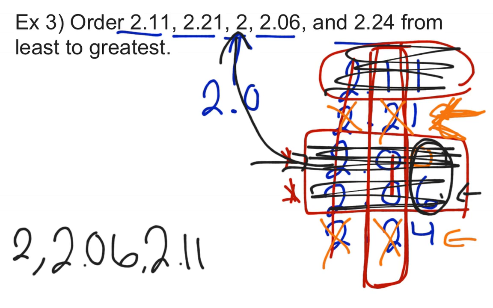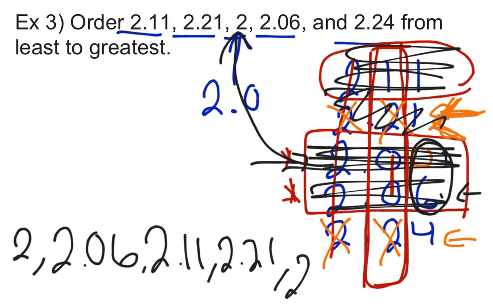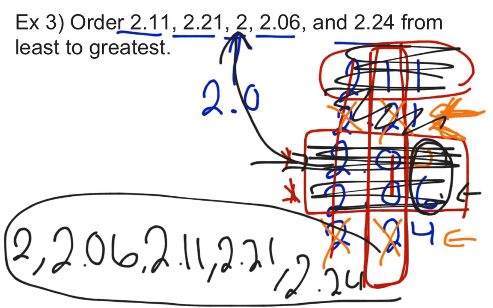So the 2.21 comes next, and then finally the last one, so that one's out of there. That leaves me a last one, which is the 2.24, and there is your final answer. I know that's a lot of work, but that's how you do it. You start on the left, work your way to the right.